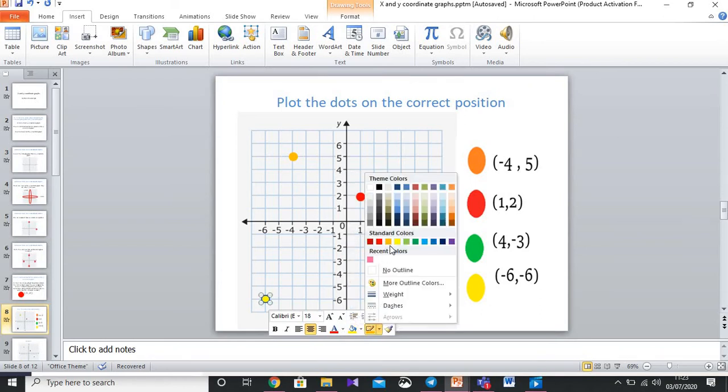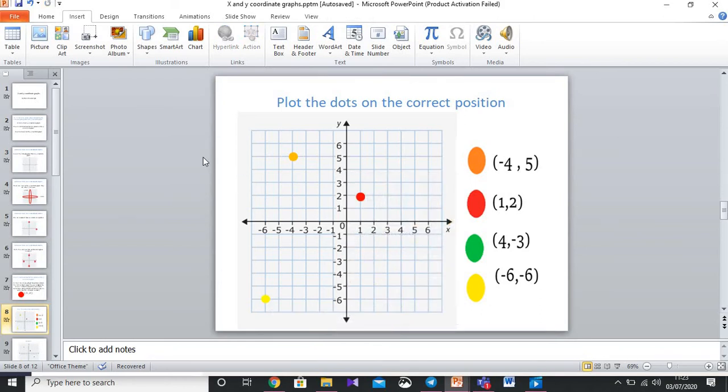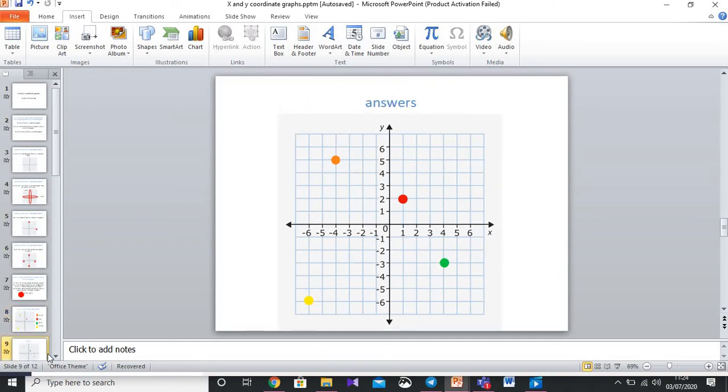Okay. Great. And now I want you to pause the video and think where the green dot will go. Okay. Here is the answers. And if your answer is correct, congratulations. Right.